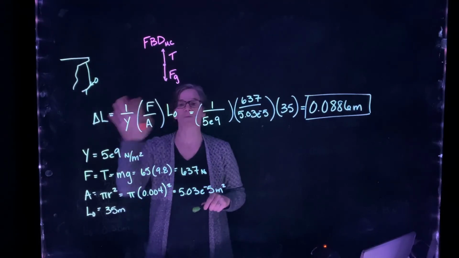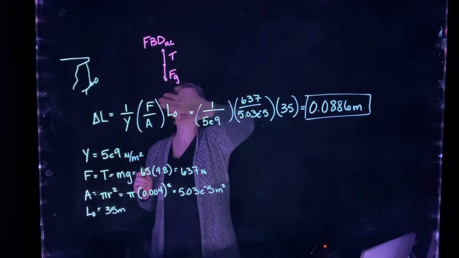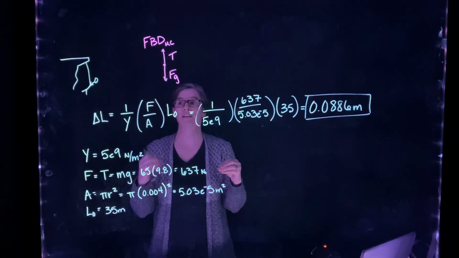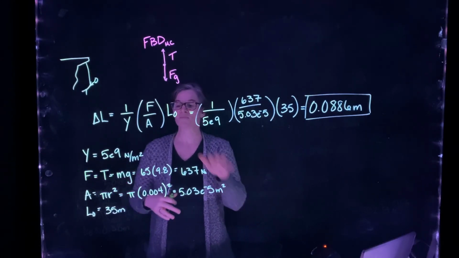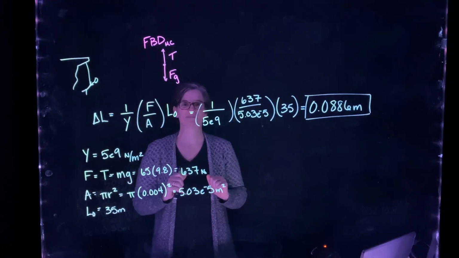All right, so recognizing where each of those variables go is important. Understanding that that force that the rope is experiencing is equal to the force of gravity of that mountain climber because she's at rest, hanging there, and then using our appropriate relationship. Right, good job.